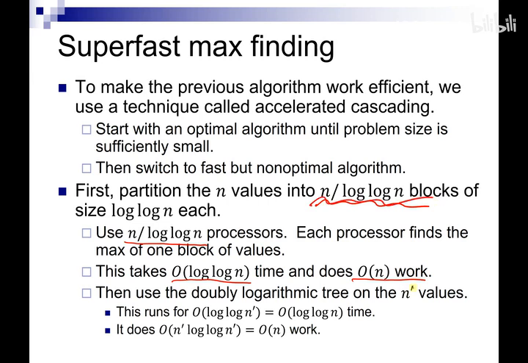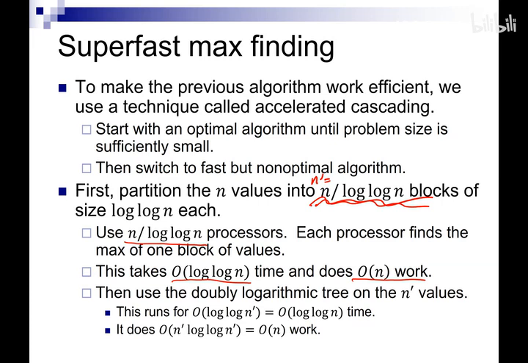Okay, so let's say that m prime here is equal to n divided by log n. We're going to use a doubly logarithmic tree on the m prime values that are obtained from the blocks, and the running time for this algorithm is just going to be log of m prime, right? And so this is going to come out to basically order of log n, because m prime and n are very close to each other. So this is going to come out to order log n.